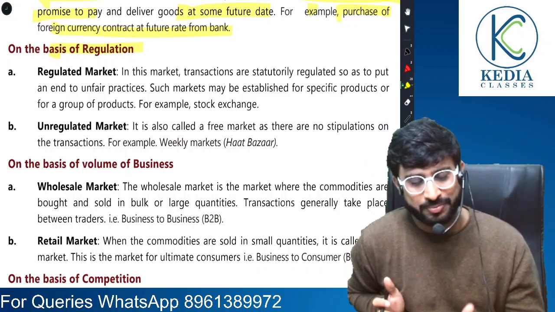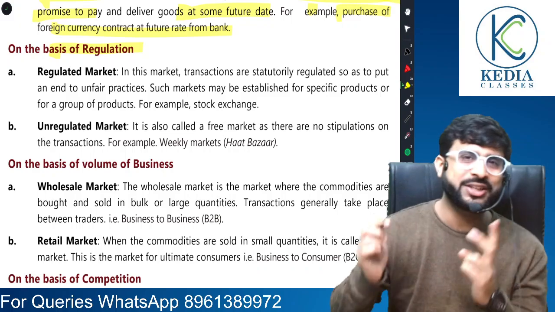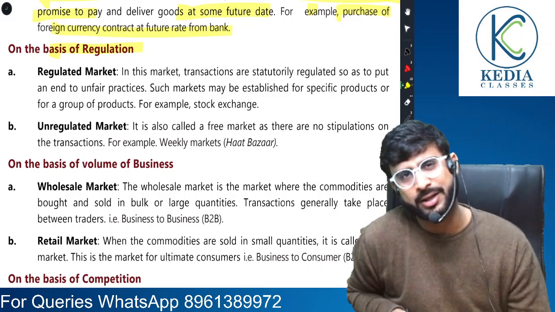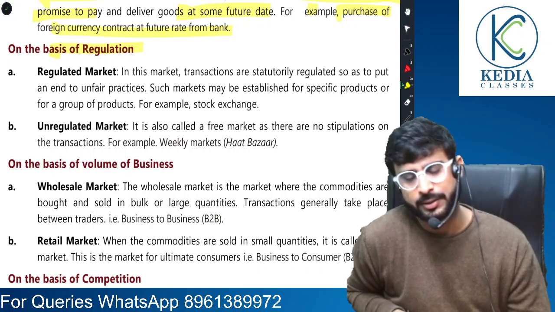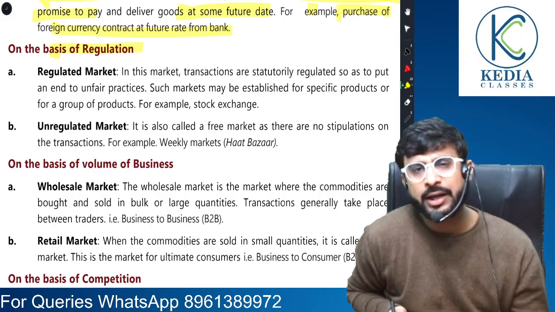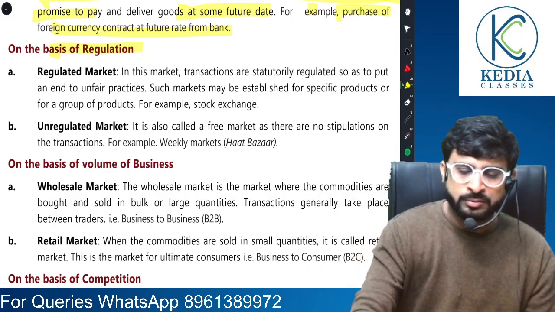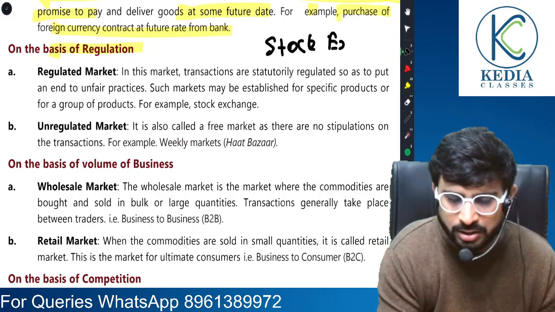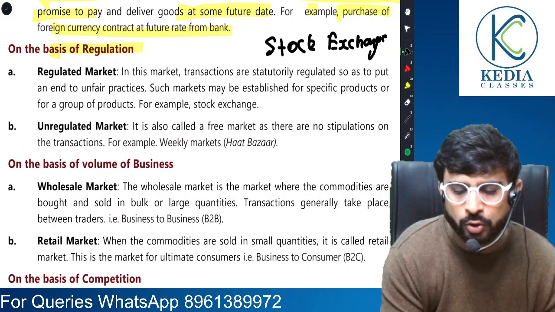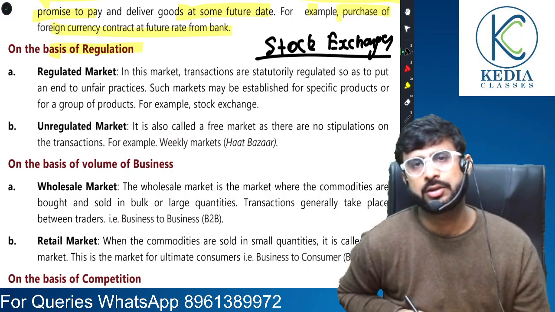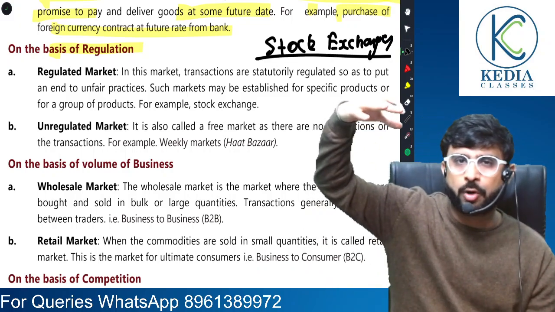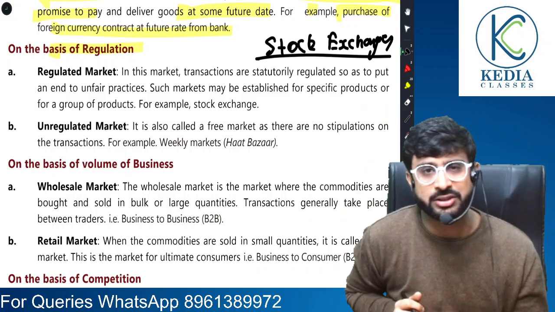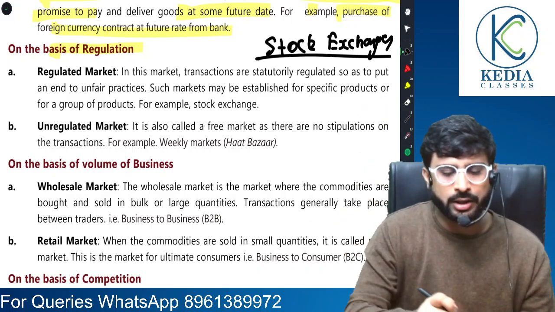Sir, what are the types of market on the basis of regulation? Friends, there are two types. One is regulated market and the other one is unregulated market. Sir, what is a regulated market? Basically, where there is a regulator. For example, in stock exchanges, when you are trading, all of you know that SEBI is a regulator. So basically, there is a top body, an apex body, which is looking into the functionalities of the different organizations under it. That is a regulated market.